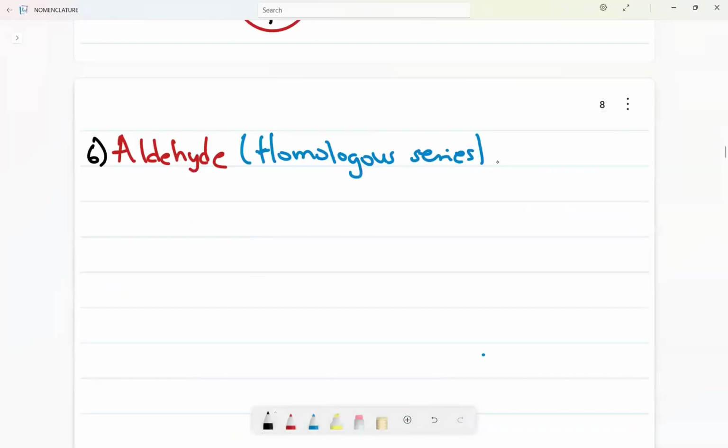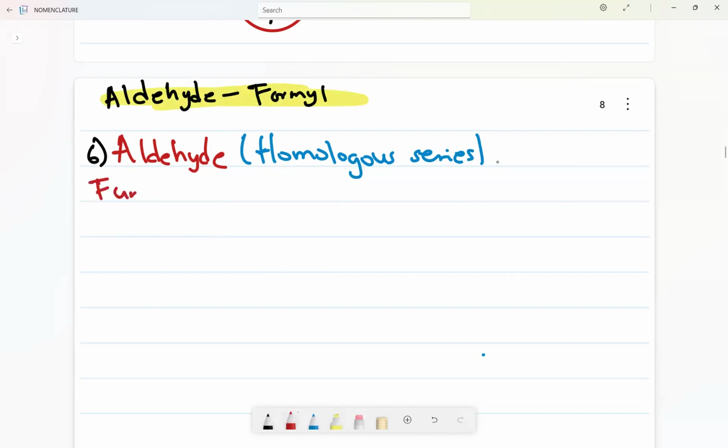Similarly here, the homologous series is aldehyde. Its functional group is what? Formyl. This is what I want you to take note of: the name of the series and the name of the functional group. Now let's draw the structure of the functional group.